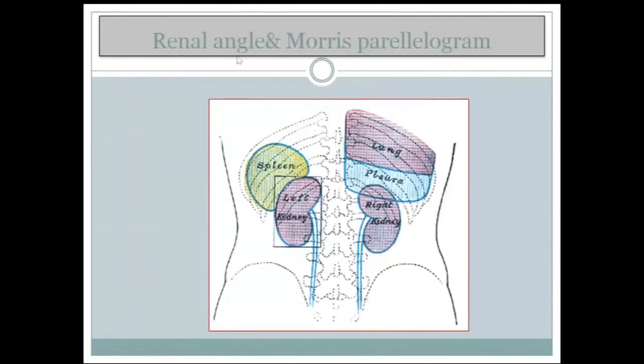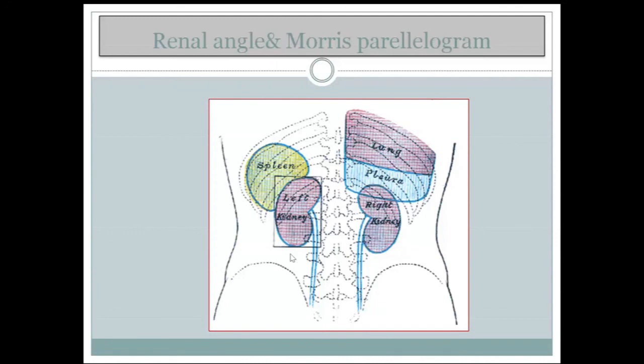In applied anatomy, you should know the renal angle. On the posterior surface, we have covered what the renal angle is: the angle between the lower border of the 12th rib and the lateral border of the erector spinae. And the Morris parallelogram, which we just finished, is the surface marking of the kidneys from the posterior side. So this completes the gross anatomy of the kidneys.